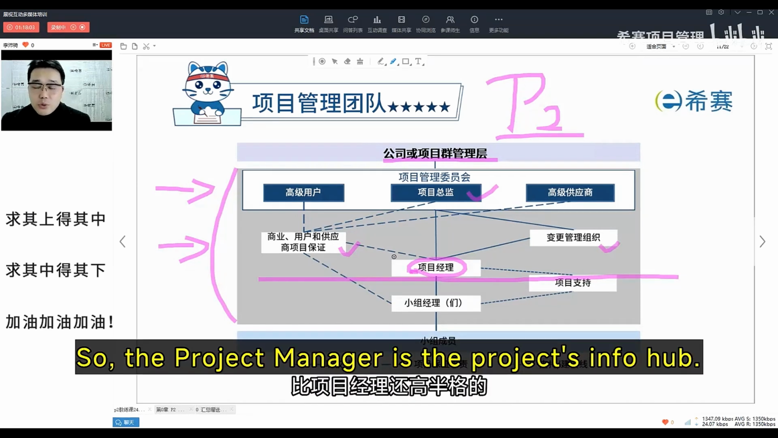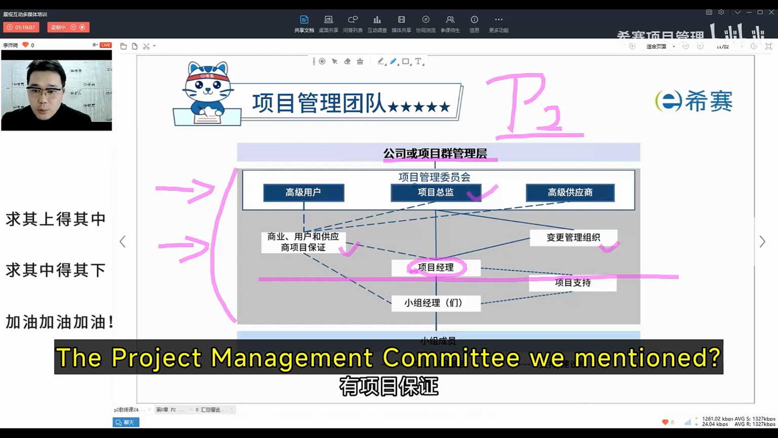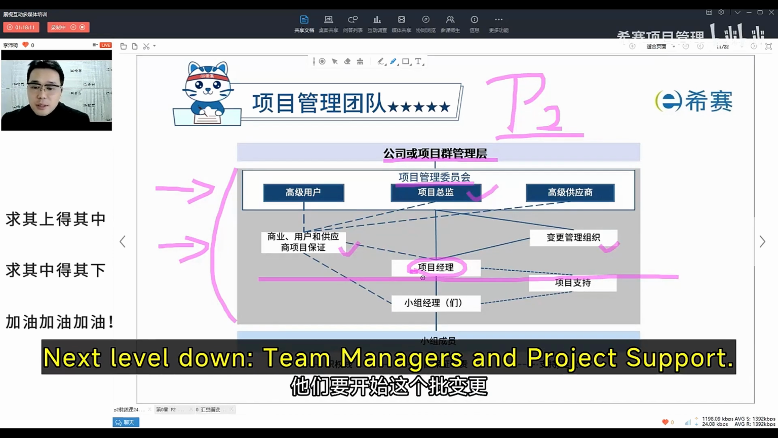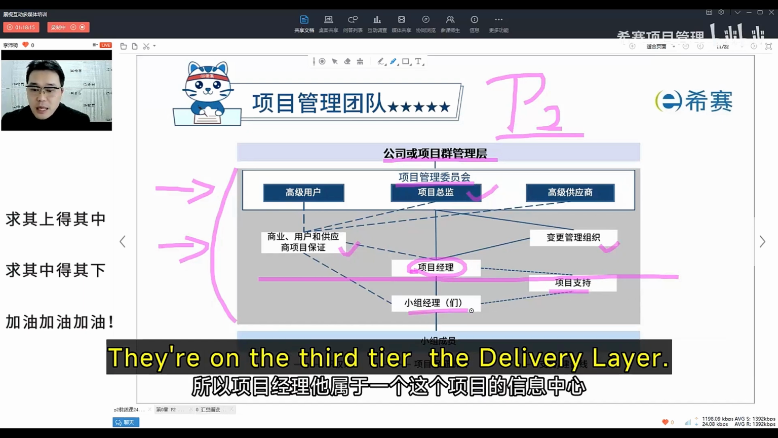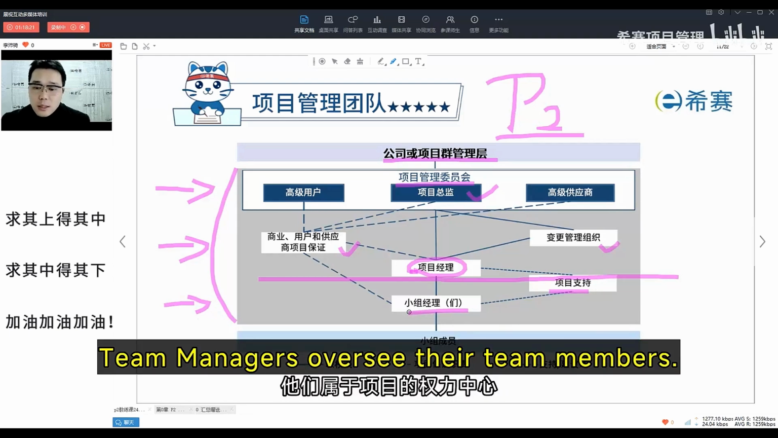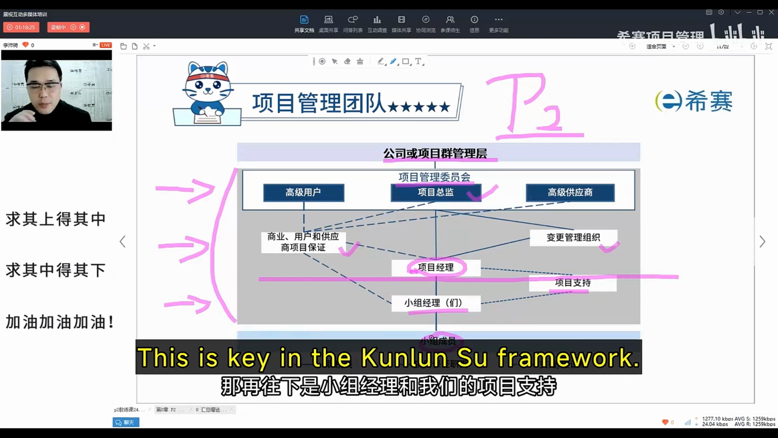So, the project manager is the project's info hub. The project management committee we mentioned, they're the project's decision makers. Next level down, team managers and project support. They're on the third tier, the delivery layer. They do the hands-on work. Team managers oversee their team members. This is key in the Kunlun Su framework.